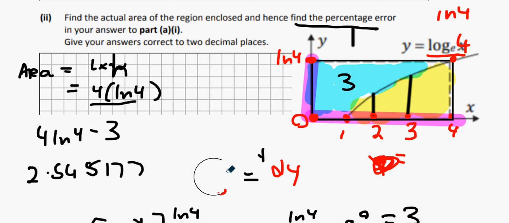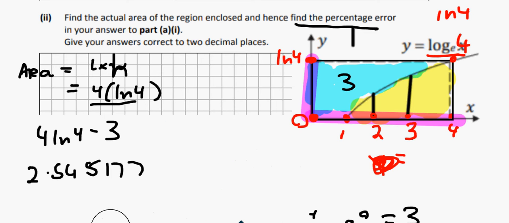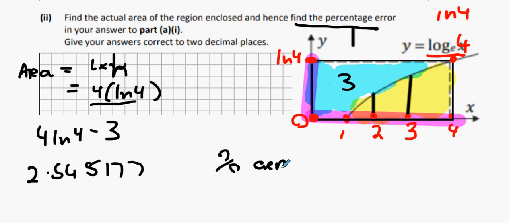Now, which one's the accurate area? Is this one or the approximation from part A the best answer? Which one's the best answer? This one's the best answer. So, percentage error is error divided by real value multiplied by 100.